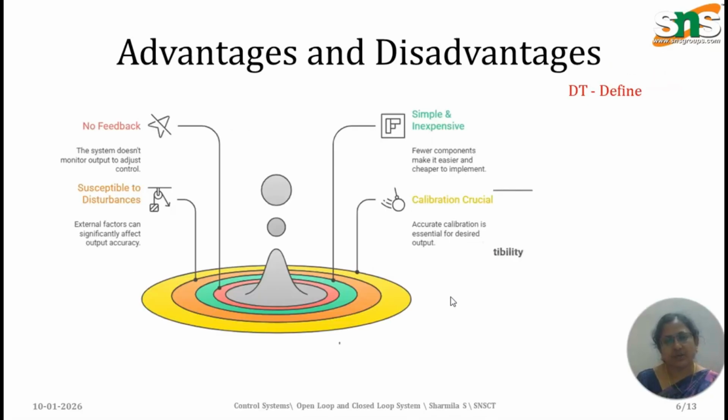The advantages and disadvantages of open loop systems are as follows. The advantages are a simple design, low cost, and easy maintenance. The disadvantages include no error correction, less accuracy, and being affected by disturbances.